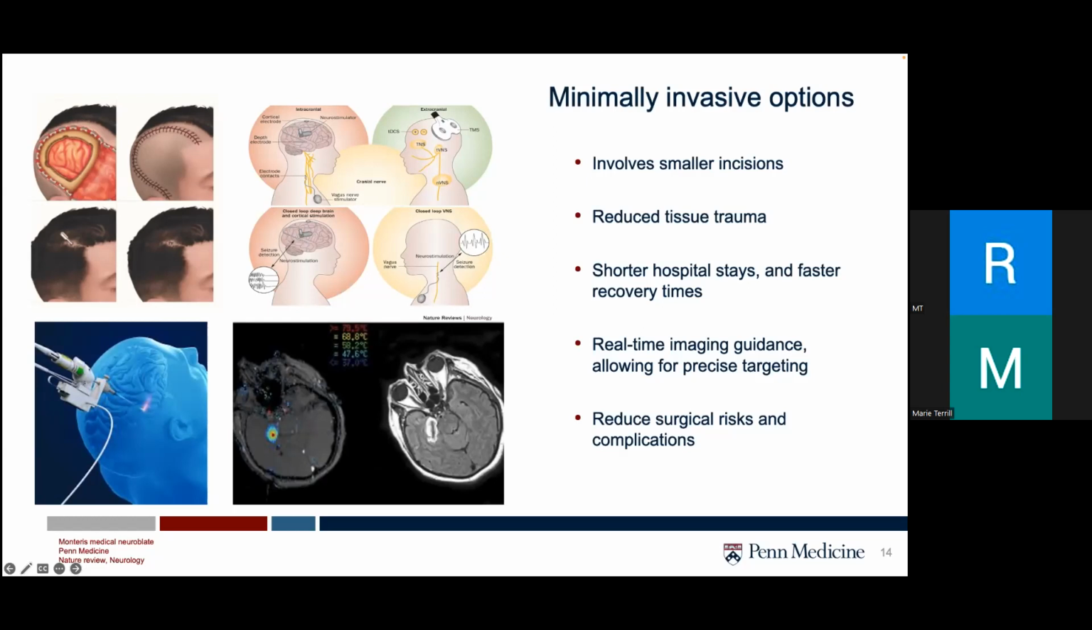Now, minimally invasive approaches offer several advantages over traditional open surgeries. They have smaller incisions, they reduce tissue trauma, shorter hospital stays, faster recovery time. All of these make it more palatable to the patient while also maintaining significant seizure outcomes, satisfaction, and overall quality of life.